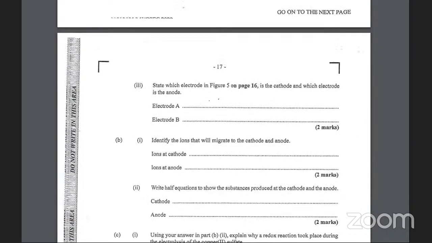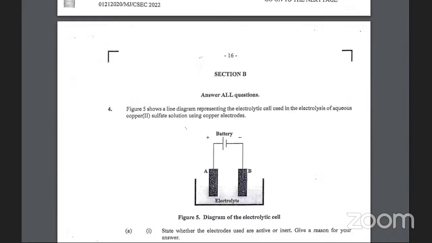State which electrode in figure 5 is the cathode and the anode. All right, what was A, what was B? So positive electrode is the anode, negative is the cathode, which means that A is anode and B is cathode.